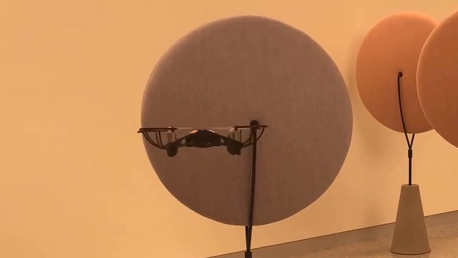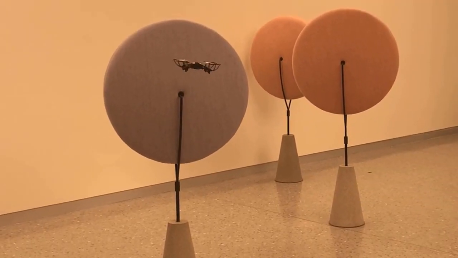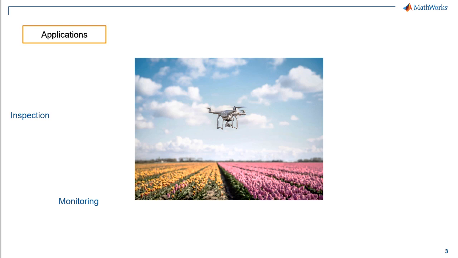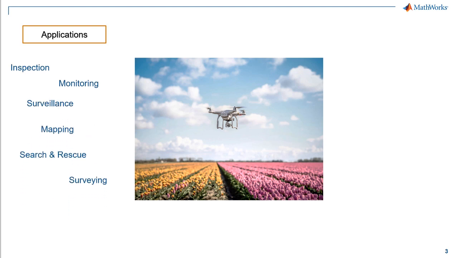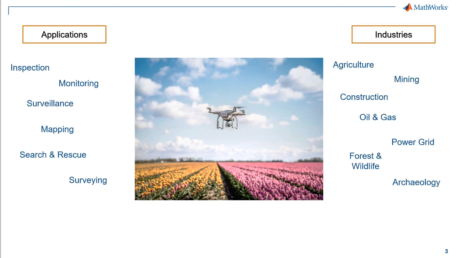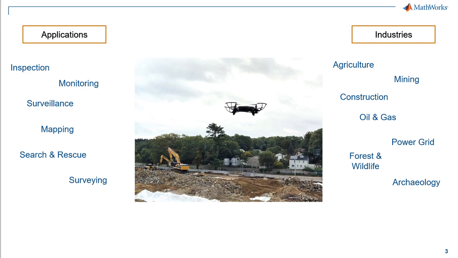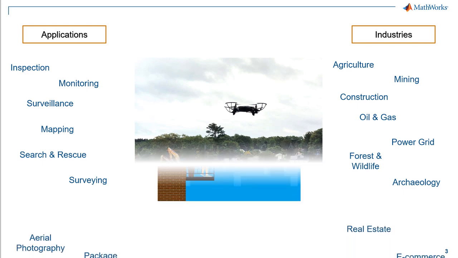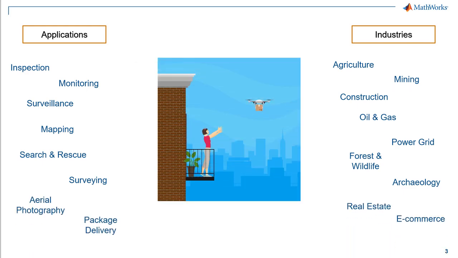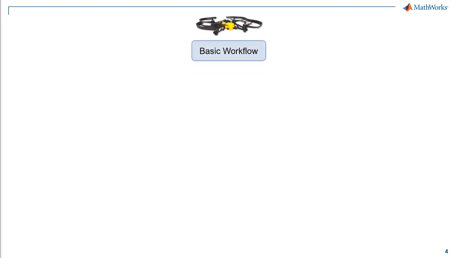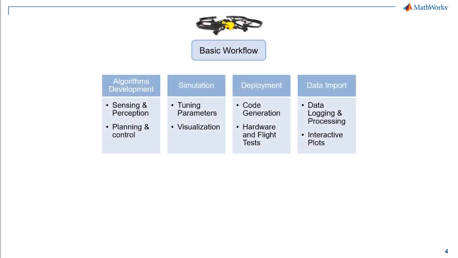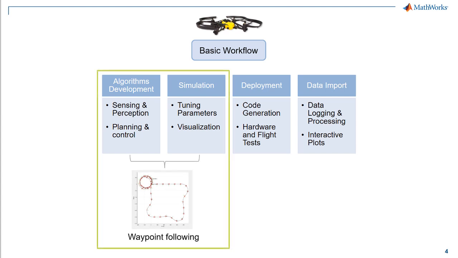Unmanned aerial vehicles can fly autonomously for various applications such as inspection, monitoring, and surveillance across industries such as agriculture, mining, construction, and more. They can also be used for aerial photography or even to deliver your pizza. One of the common workflows in all these applications is to have the UAV follow a set of waypoints using the guidance control algorithm. In this video, we will learn about these workflows with Simulink.